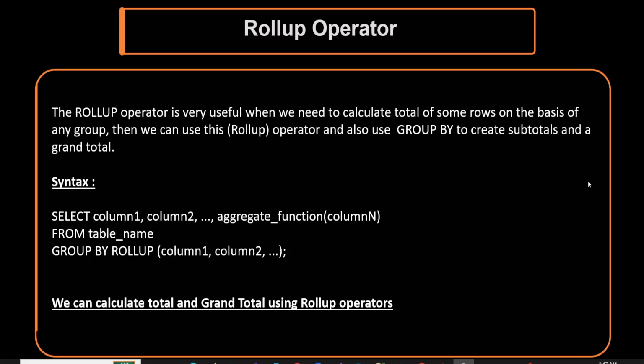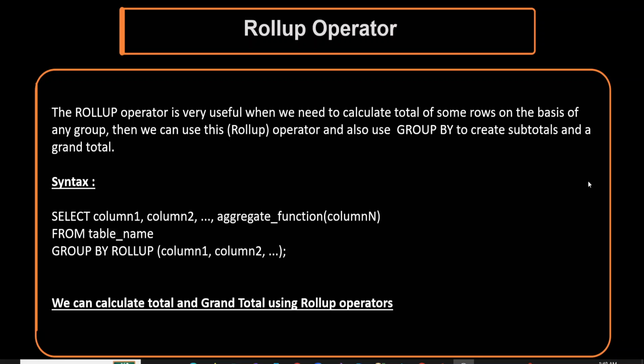So friends, today I am going to cover the rollup operator in our SQL Server session. What is the rollup operator in SQL Server? The rollup operator is very useful when we need to calculate the total of some rows on the basis of any group. Then we can use the rollup operator, and also we can use group by to create the subtotal and a grand total. What is the meaning of this line?